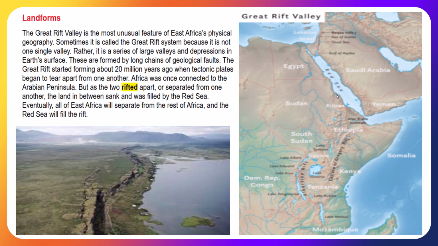Question number 17. What will eventually happen to all of East Africa because of the rift? Eventually, all of East Africa will separate from the rest of Africa, and then the Red Sea will fill in the gap.